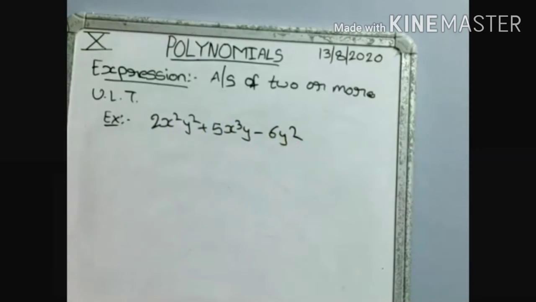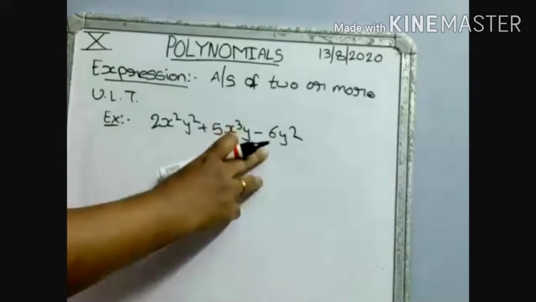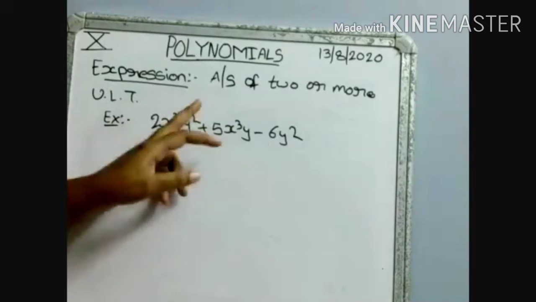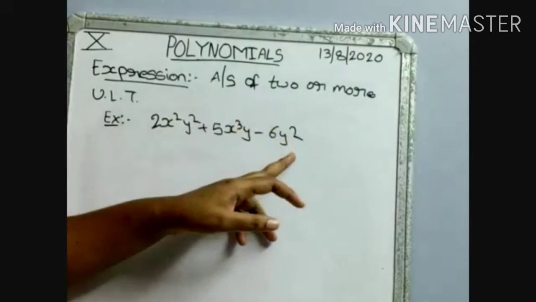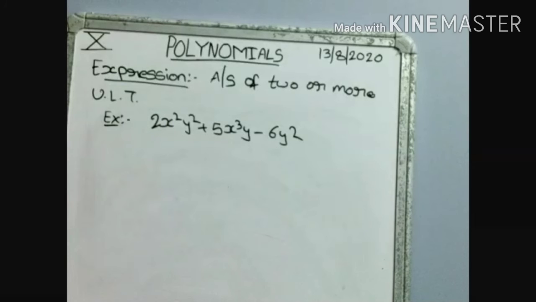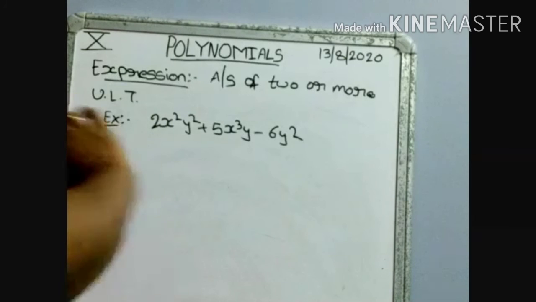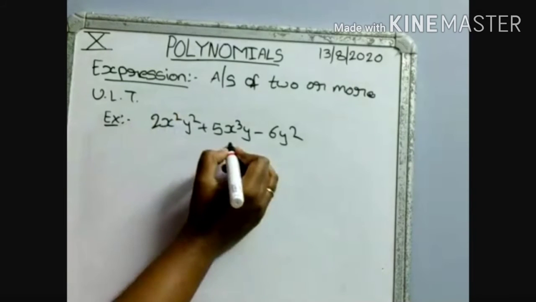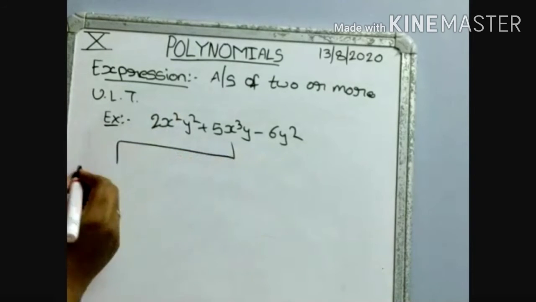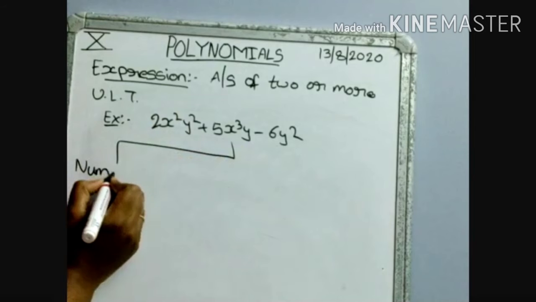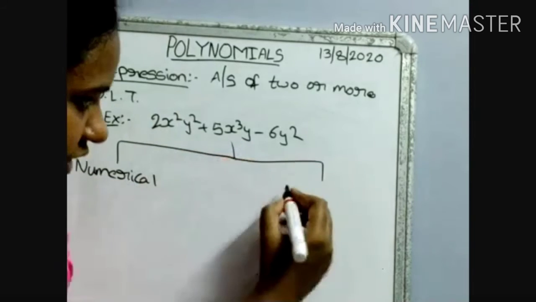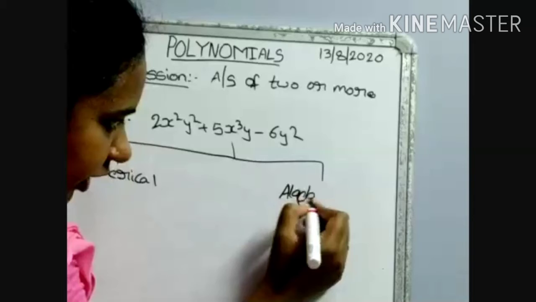Suppose you take it like this, yes, addition is there, subtraction also is there. But here unlike terms are there. Here x square y square is there, here x cube y, here y square is there. So this type of terms is called an expression. Means in one way we are arranging the numbers. And for these expressions, there are two different types. One is numerical expression, and the second one is algebraic expression.